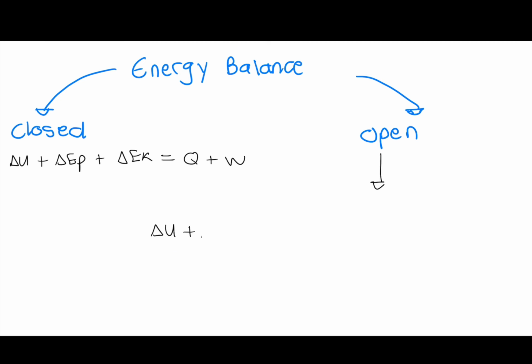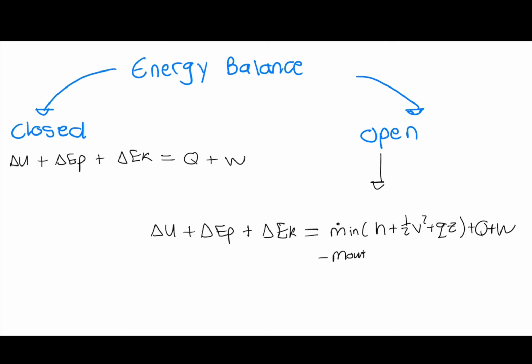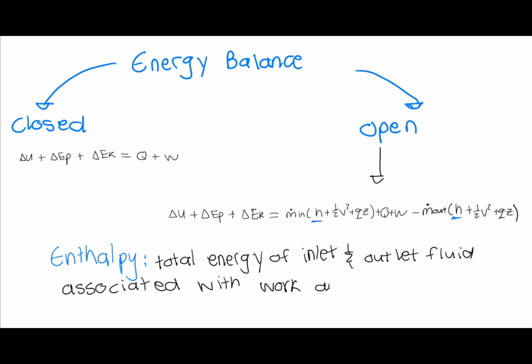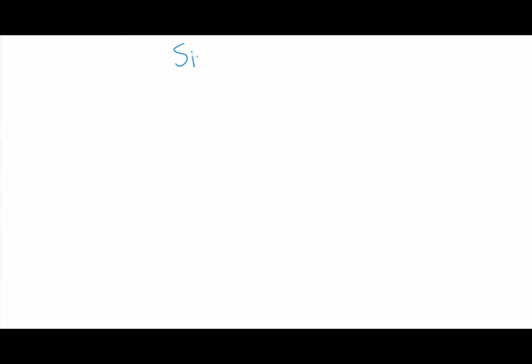Thus, our energy balance becomes change in internal plus potential plus kinetic energy is equal to mass flow in times the enthalpy plus half the velocity squared plus the gravitational constant times the change in distance, plus heat and work, minus mass flow out times the enthalpy plus half the velocity squared plus the gravitational constant times the change in distance. Recall enthalpy, which is the total energy of the inlet or outlet streams associated with flow work and internal energy. Let's look at how to simplify these energy balances.